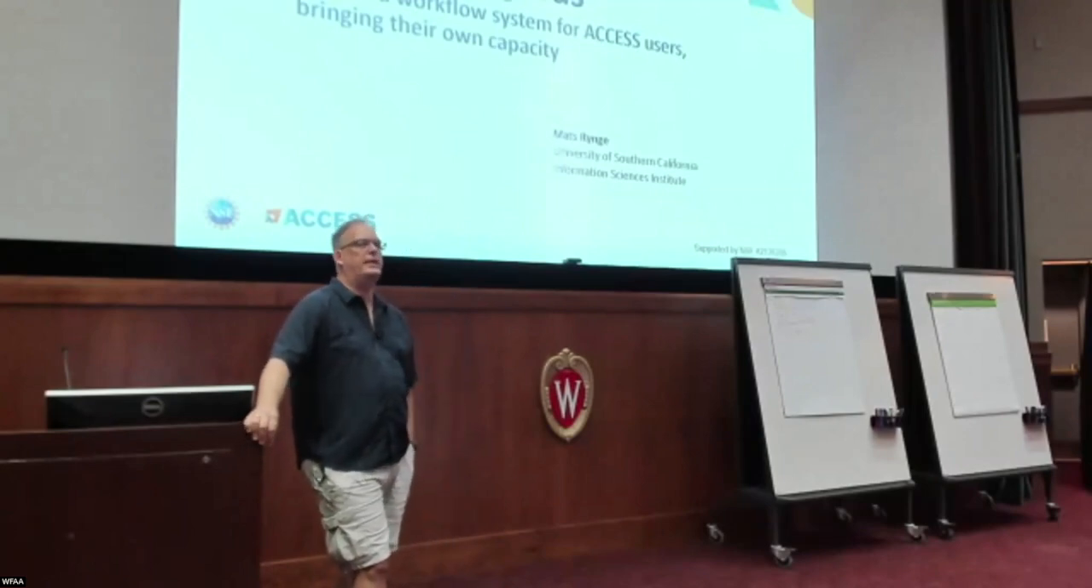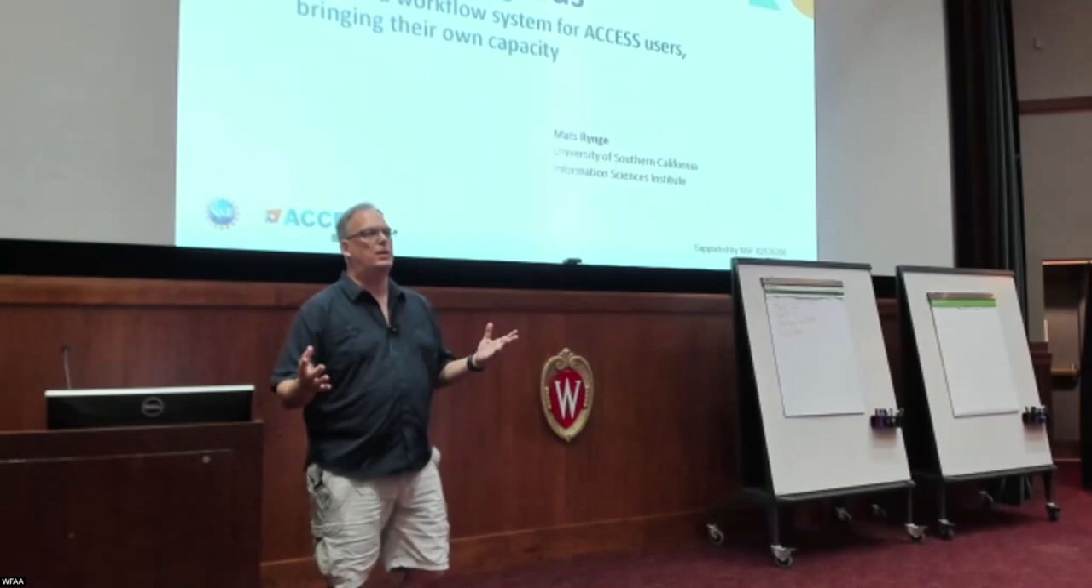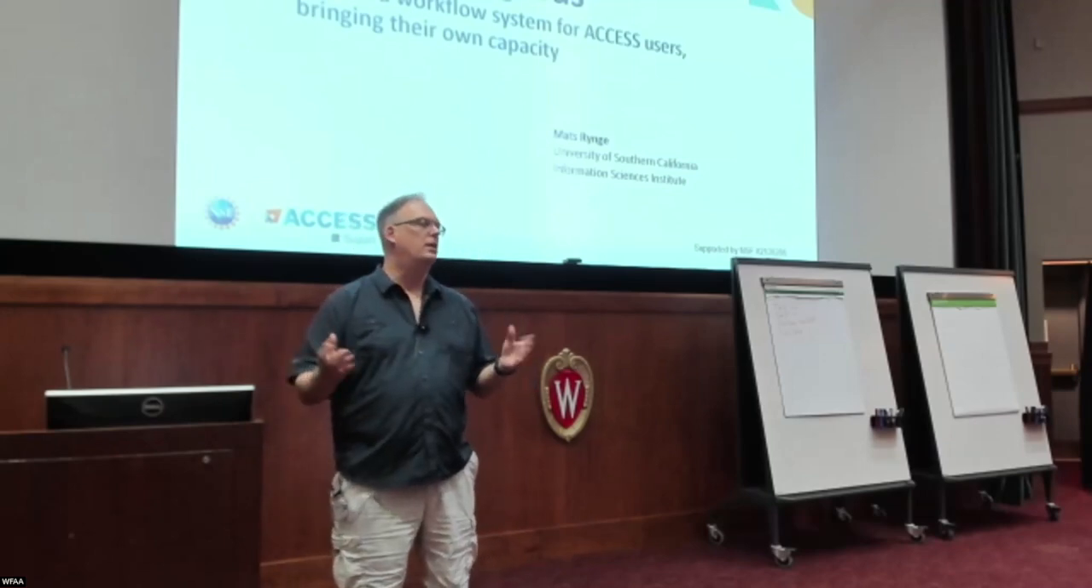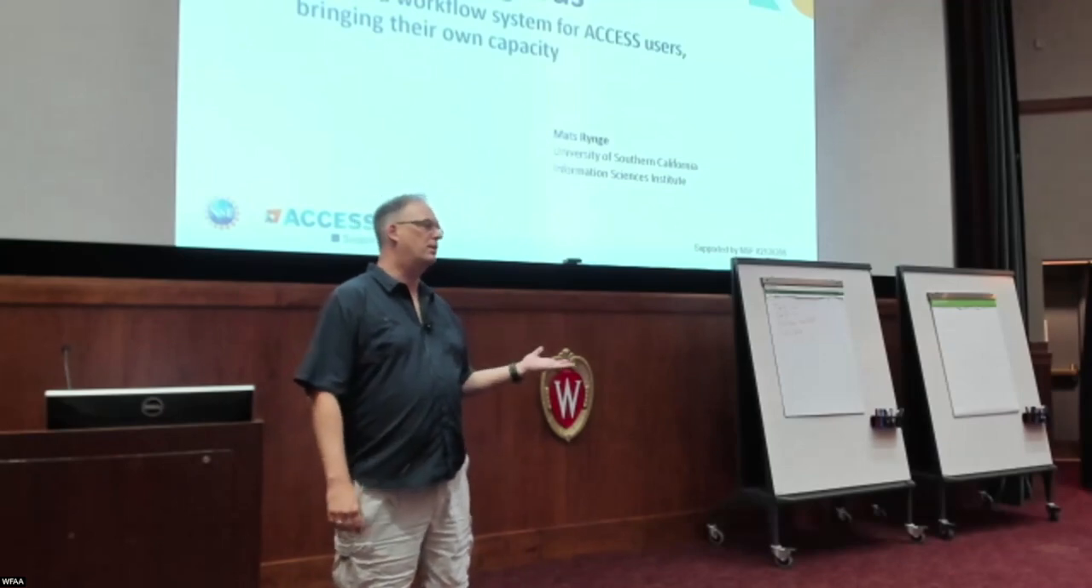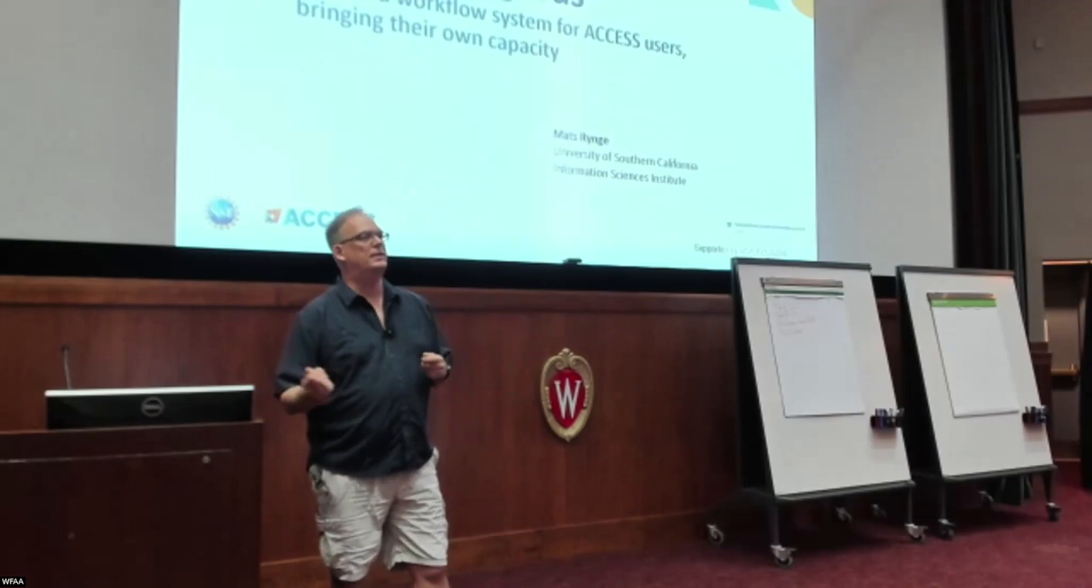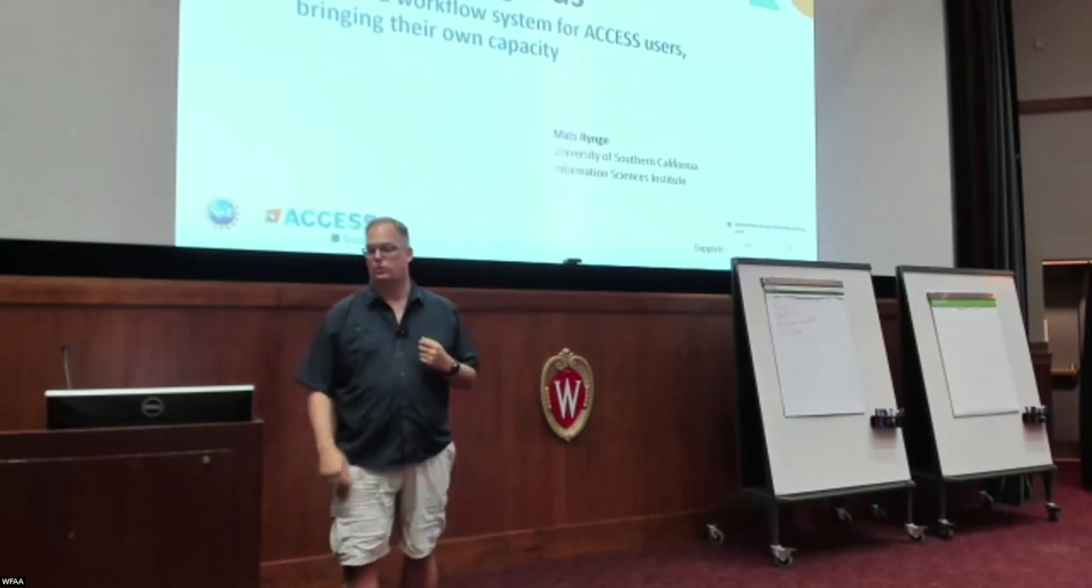So the idea here is that the OSPool, for example, is something that's a shared capacity. You come in and it's just there for you to use. But what if you have an allocation on one of the Access systems or a DOE system? How do you utilize that allocation for your workflow jobs or your Condor jobs?